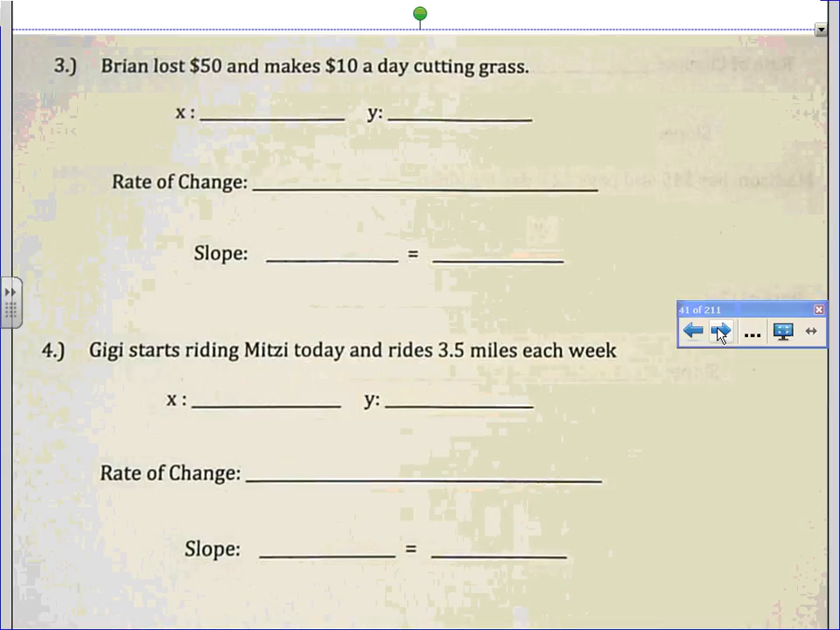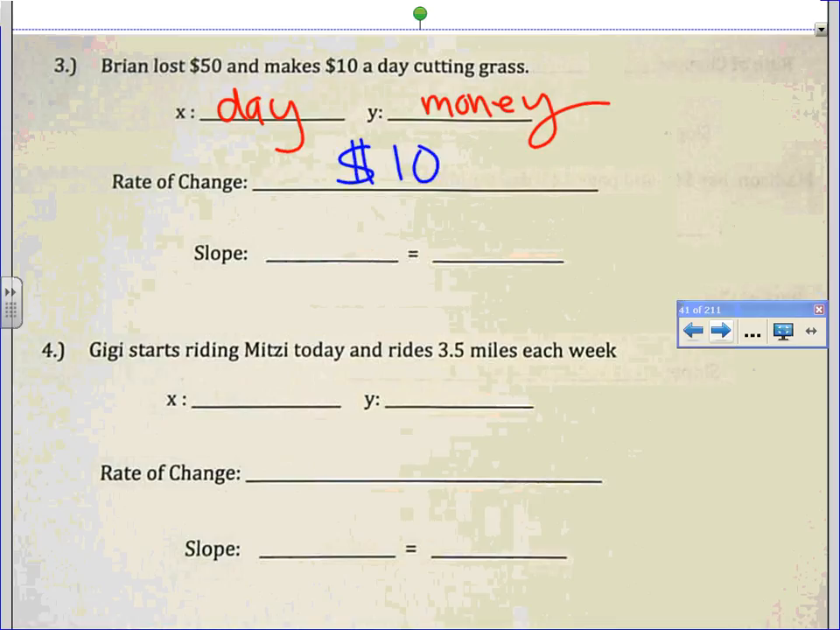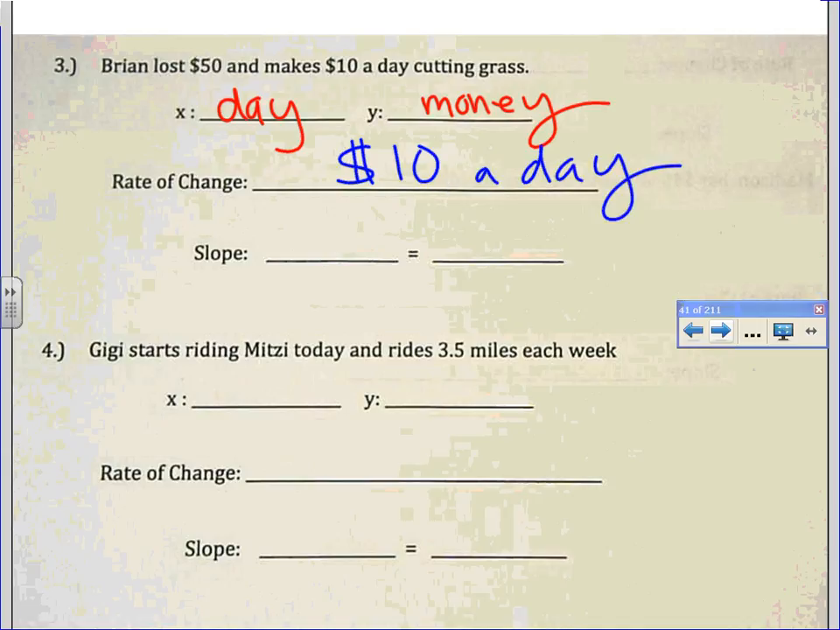Brian V, what is X in this problem? Good. Day or days. Brian C, what is Y in this problem? Good. Money or dollars, it doesn't matter. I'll put money since that's what Brian C said. So day and then money. Madison, what is the rate of change? Good. $10 a day. Kevin, should that 10 be positive or negative? Good. It's positive because they're making money. Even though they lost that $50, we're not talking about y-intercept right now.